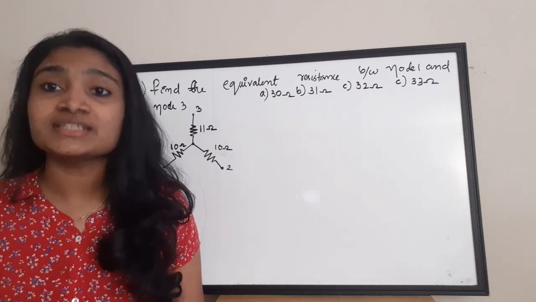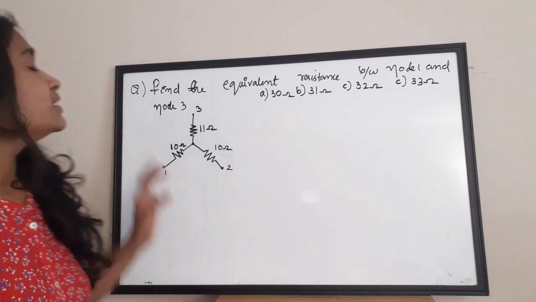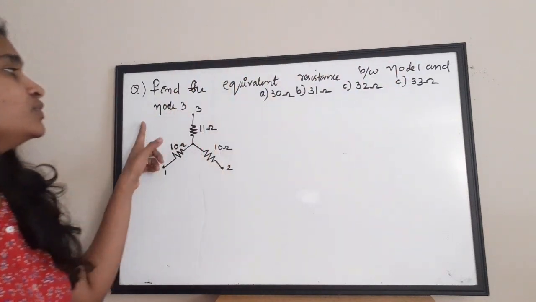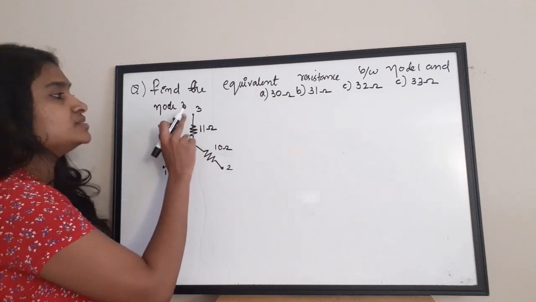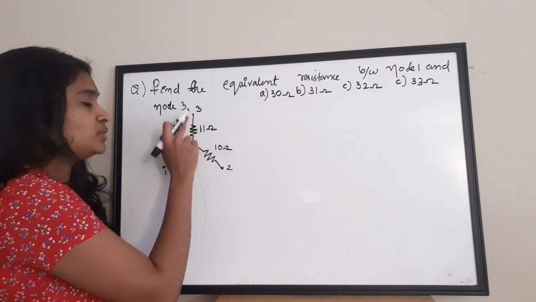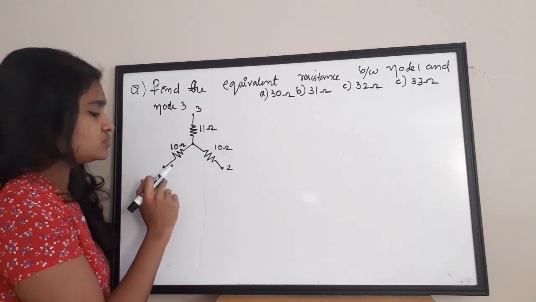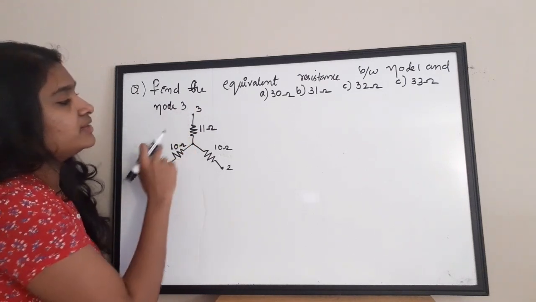Okay. So let us see what is the first question. Find the equivalent resistance between node 1 and node 3. So this is the node 1 and this is a node 3. You have to find the equivalent resistance between these two nodes, that is node 1 and node 3. How to find the equivalent resistance?